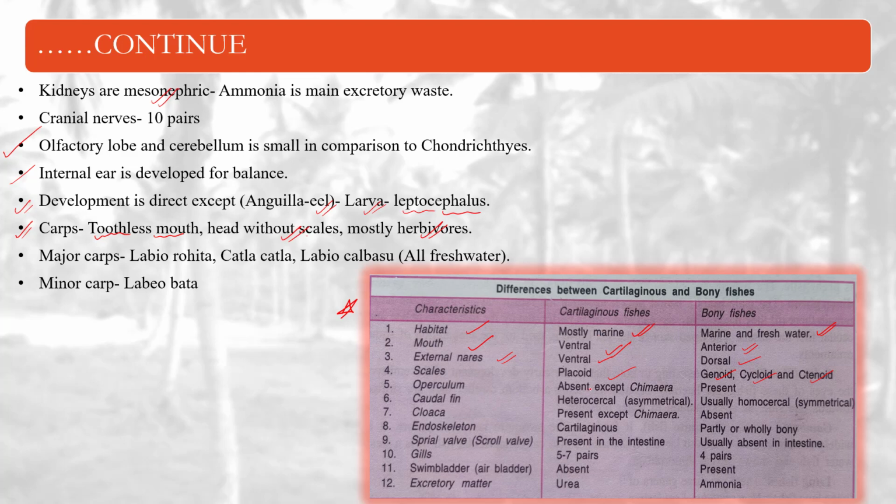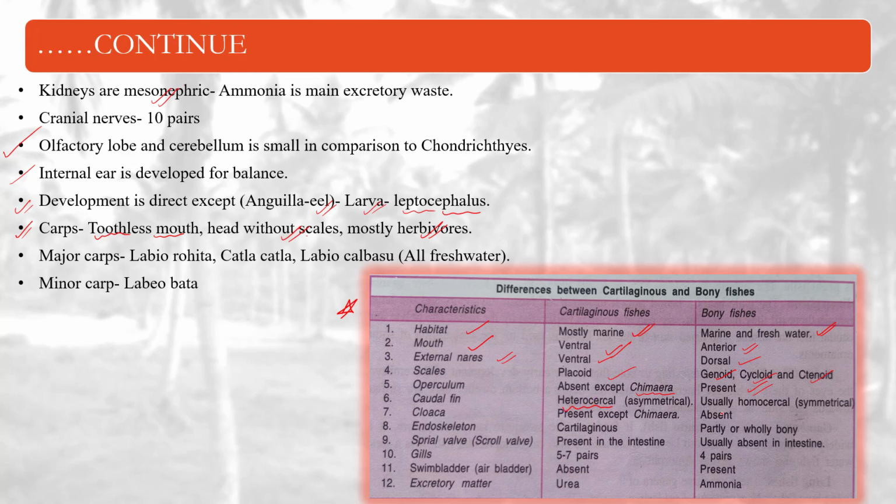Operculum: in cartilaginous fish it is absent except in chimera. Chimera has an operculum, and in bony fishes it is present. Chimera is considered to be a connecting link between bony fishes and cartilaginous fish. That is why it has an operculum. Then caudal fin: heterocercal in case of cartilaginous fish.